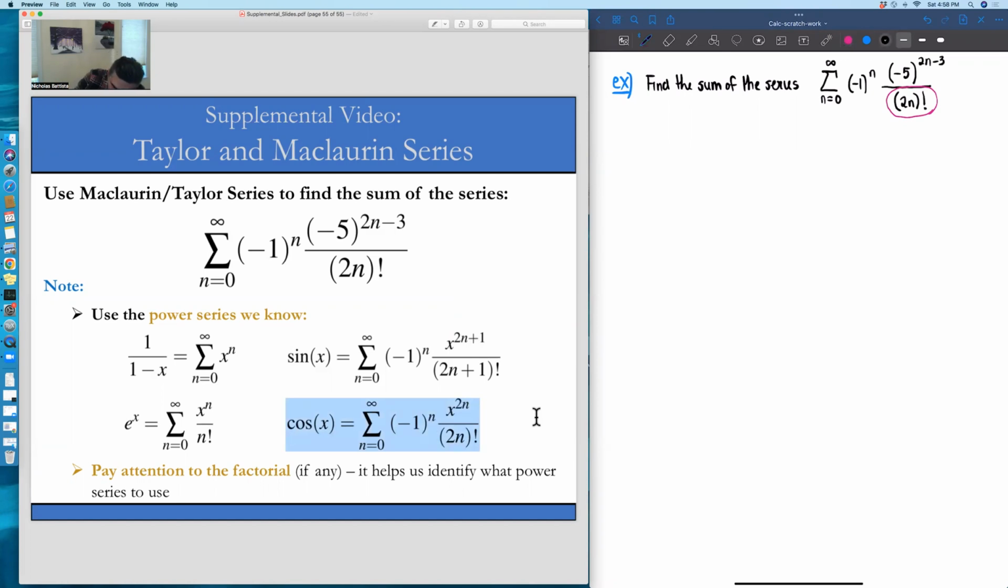So it looks like what we're going to use in this problem is the power series or Maclaurin series for cosine, (-1)^n x^(2n) over (2n)!, and that's equal to cosine of x.